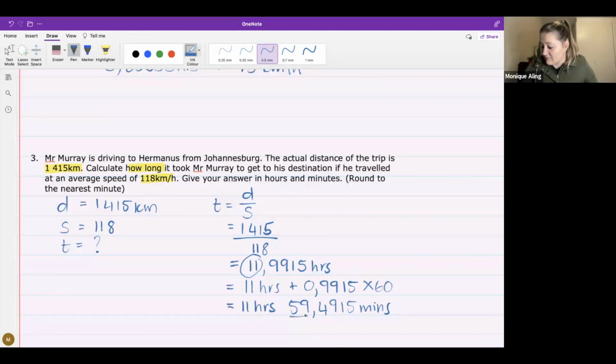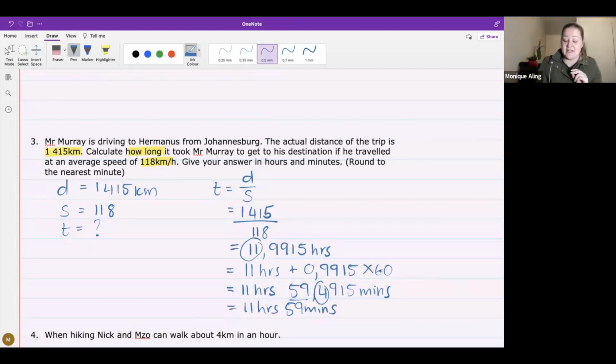So as we can see, there's a 4 there. So the nearest minute is 59 minutes. So really, really close to it being 12 hours. Okay, so looking at the nearest minute would be the 9. Looking to the right is a 4, so it stays the same as 59 minutes.